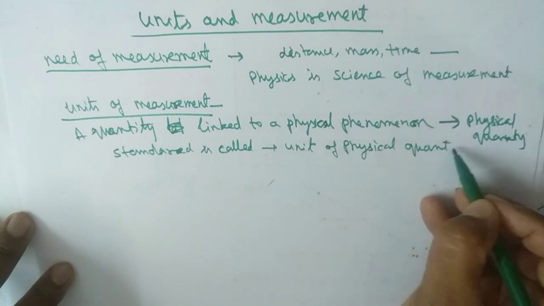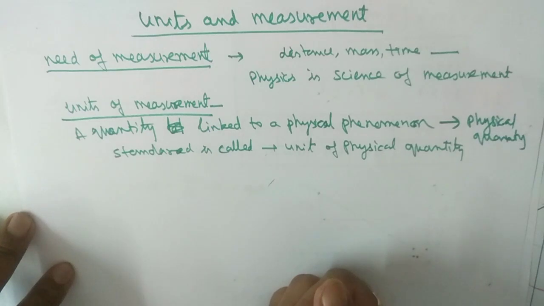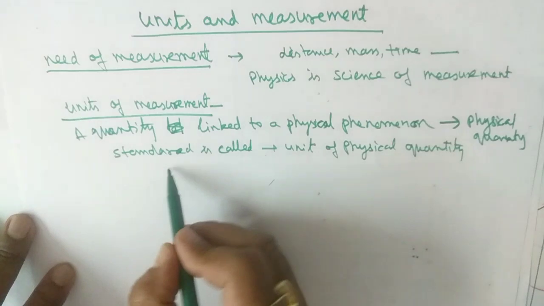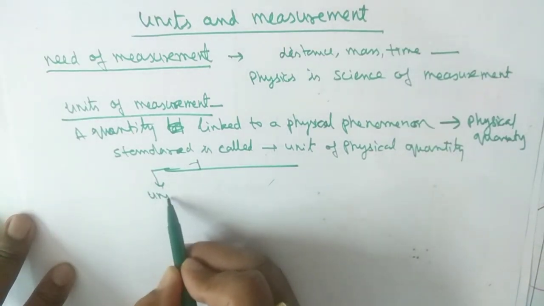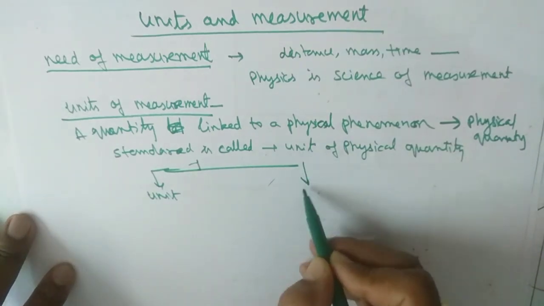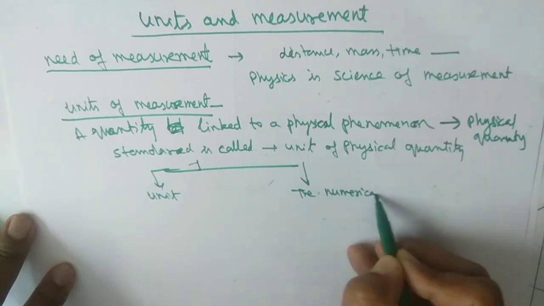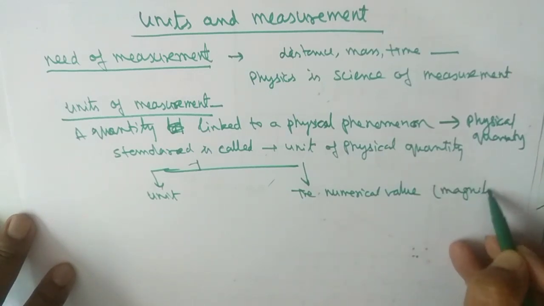So you should know what is measurement, what is quantity, what is unit. Basically, we express the measurement by two things. First is the unit, and second is the numerical value, for which we use the word magnitude.